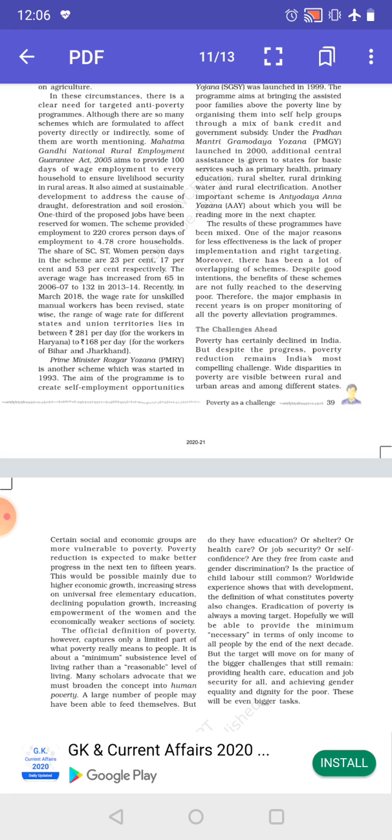There are wide disparities in poverty which are visible in the rural and the urban areas, and also between different states. We saw the interstate disparities, and certain social groups like SCs, STs, the women class and the economic groups like the agricultural laborers in the rural areas and the casual laborers in the urban areas, they are more vulnerable to poverty. So when we have identified so many things, poverty reduction is now expected to make better progress in the coming 10 to 15 years.